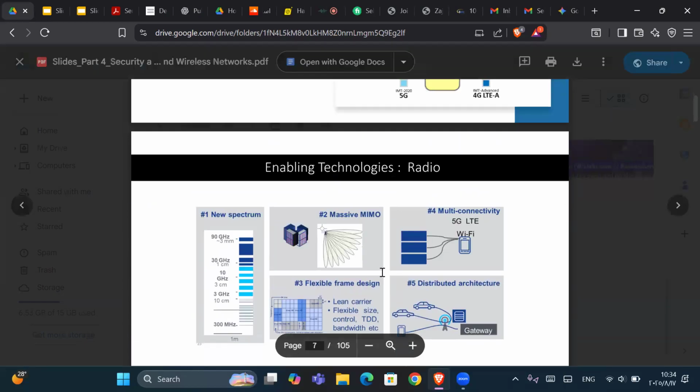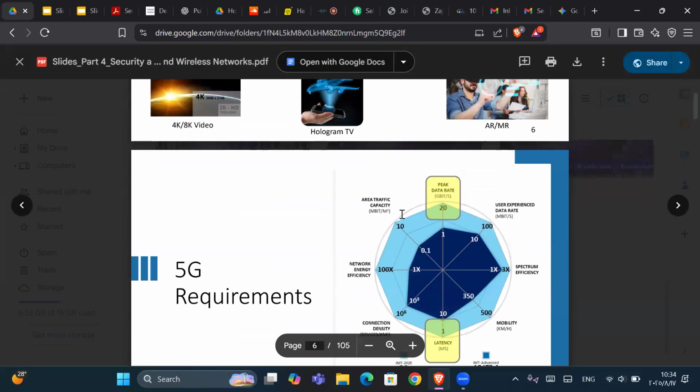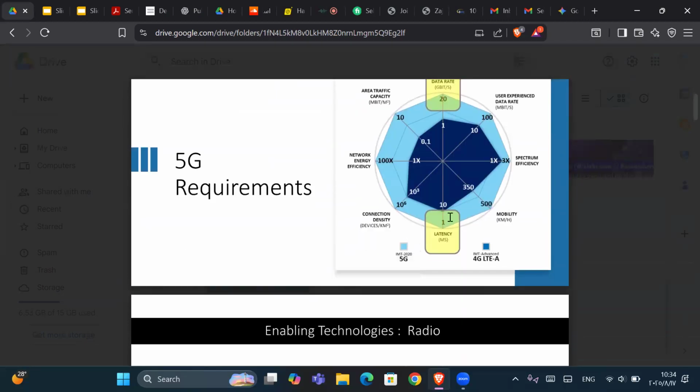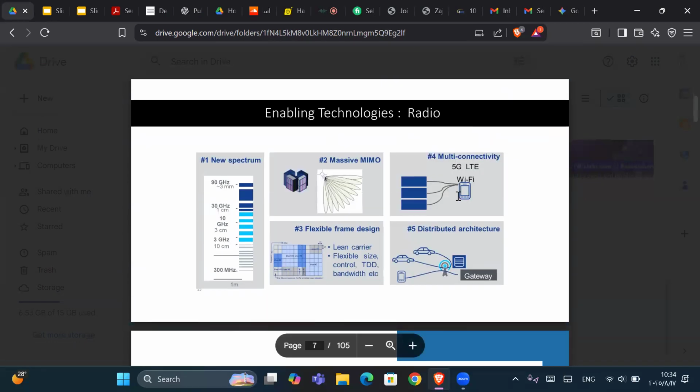So the enabling technologies here, okay, we have nice requirements, we have nice key performance metrics, like unbelievable improvement, the enhancement with respect to 4G. 5G is way better, way much stronger. But like, what are the enabling technologies? How were we able to provide such performance? So the enabling technologies are mainly new spectrum. We have opened up more spectrum that can work in the millimeter wave range.